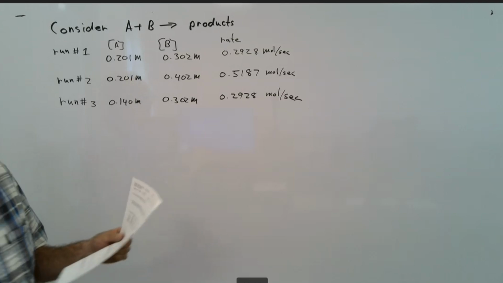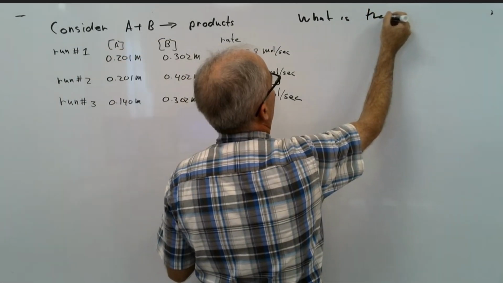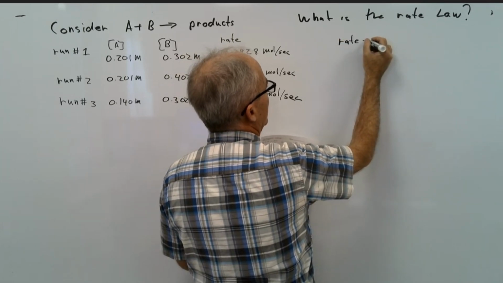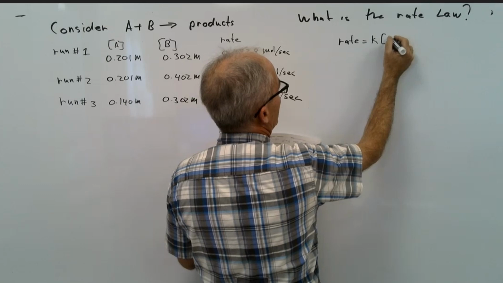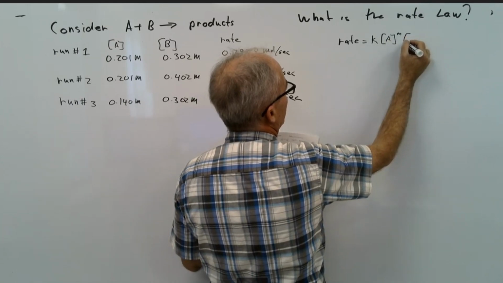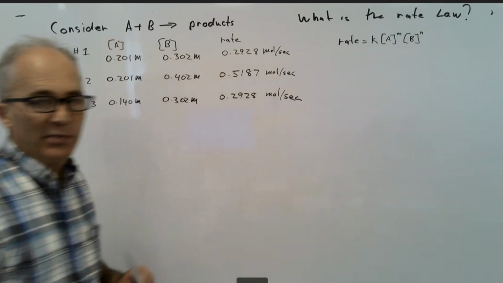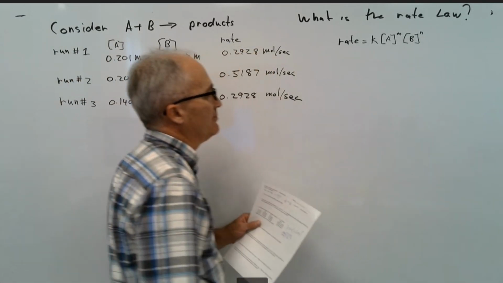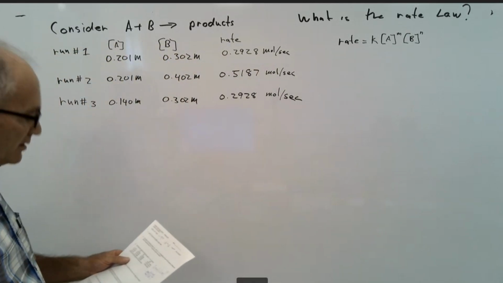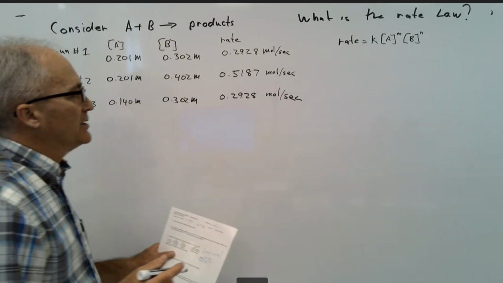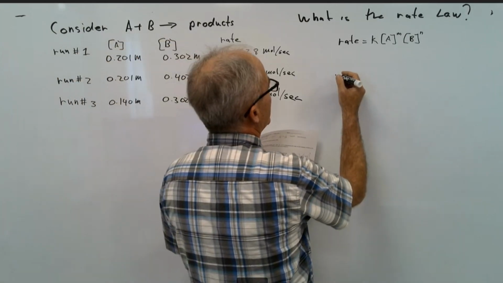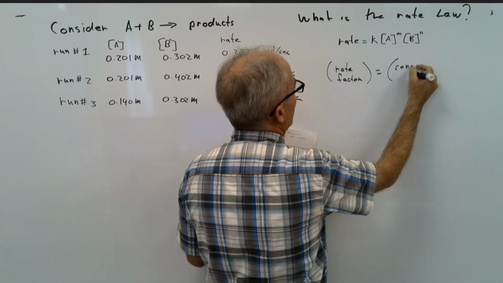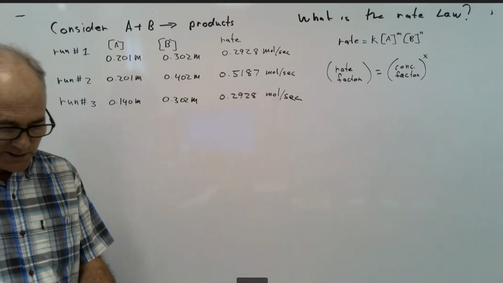So the first thing we want to ask is, what is the rate law? Well, we can write one, which is variables. Rate is equal to some constant, concentration of A raised to some power, concentration of B raised to some power. Once we know what those reaction orders are, we've solved the rate law. So I said the easiest way to do this is to come up with something that has what I call a rate factor is equal to a concentration factor raised to some power.